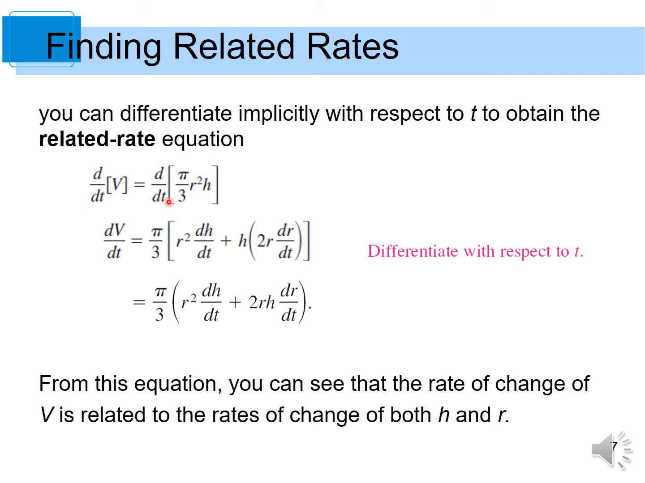So we differentiate the equation with respect to t on both sides. For the left side, we differentiate V with respect to t by using the implicit derivative. For the right side, we differentiate (π/3) r² h with respect to t. We use the product rule, because π/3 is constant, but r and h are variables, and r² and h are in product form.